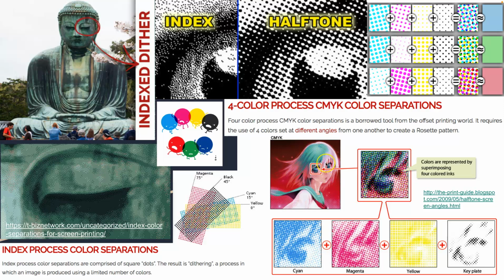Now, this image, professionally printed for like a color manga cover, this is actually what it looks like up close for the eye, and it's separated into these 4 inks, cyan, magenta, yellow, and black, CMYK. But they're all at different angles. Yellow is at 0, cyan is at 15, magenta is at 75, and black is at 45.